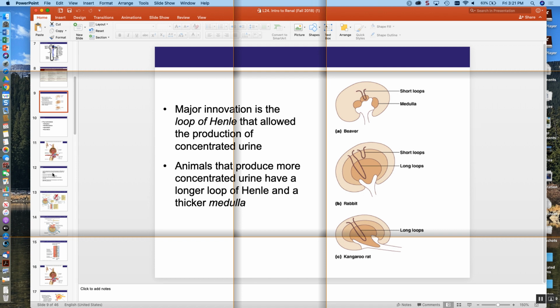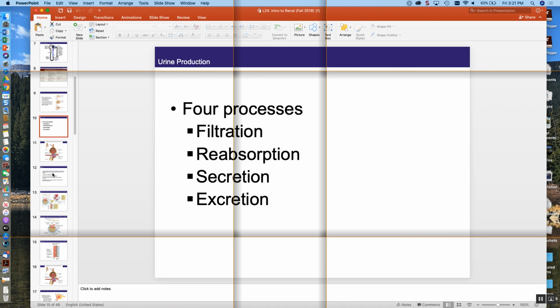Pretty good? All right. So our 4 different processes: filtration, reabsorption, secretion, and excretion. Now, I kind of made the analogy here, what's the difference between secretion and excretion? Because I got a couple of questions about that. And I said secretion is like throwing something into the trash in your kitchen. And then excretion is taking the trash out of the house.